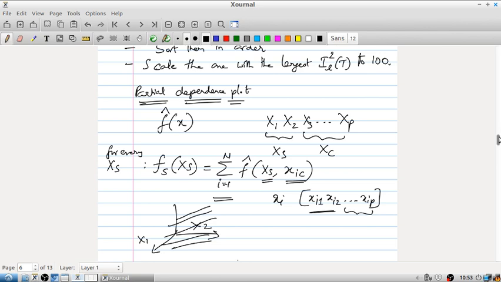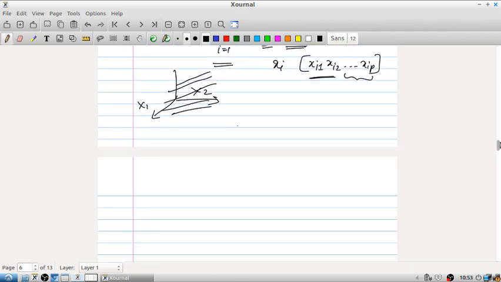Okay, let's look at the next method, which is called multivariate adaptive regression splines.